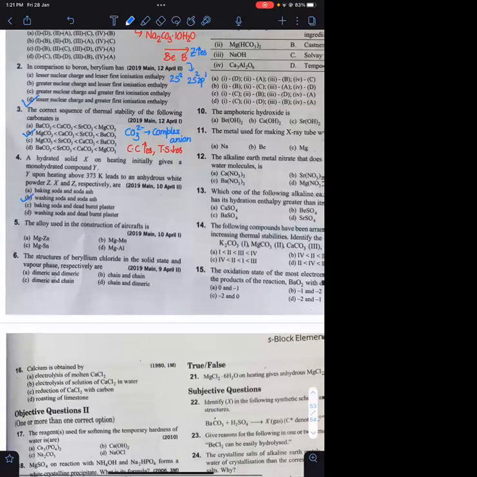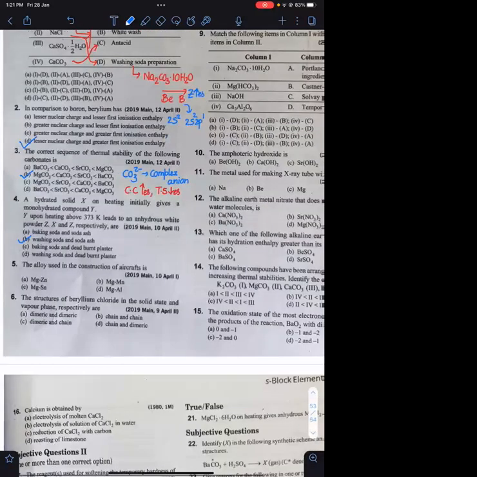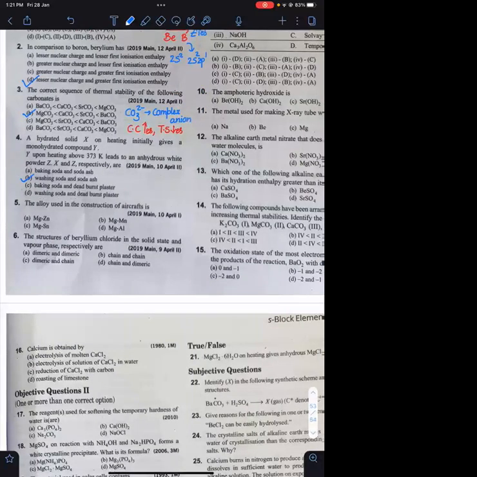Question number 5. Answer anyone? The answer is very, very important. In the construction of aircraft, we use an alloy of magnesium and aluminium. If you read the NCERT text, there it will be magnesium and aluminium, and the name of the alloy is magnalium. The combination of magnesium plus aluminium gives you magnalium, which is used in the construction of aircraft.